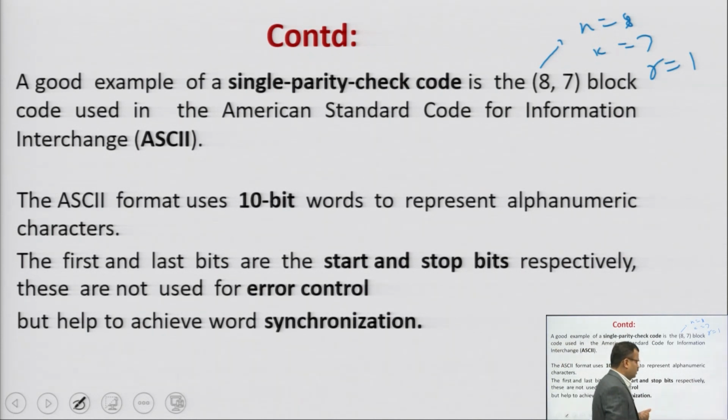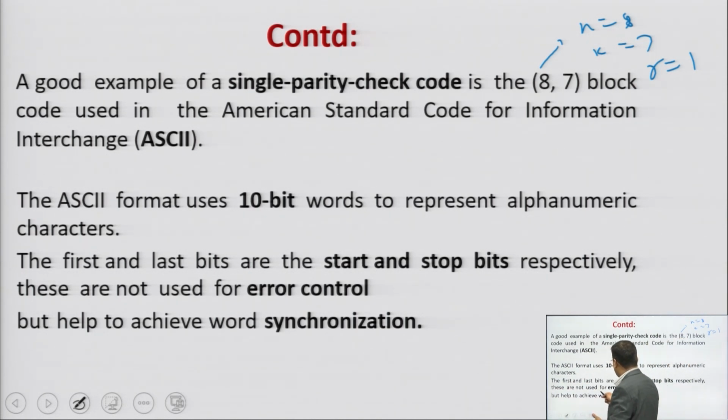First and last bit is for start and stop bits, and one parity bit. So, 7 plus 1 is 8, plus 2 is 10. So, the first and last bits are generally for the start and ending, that is, start and stop bits.